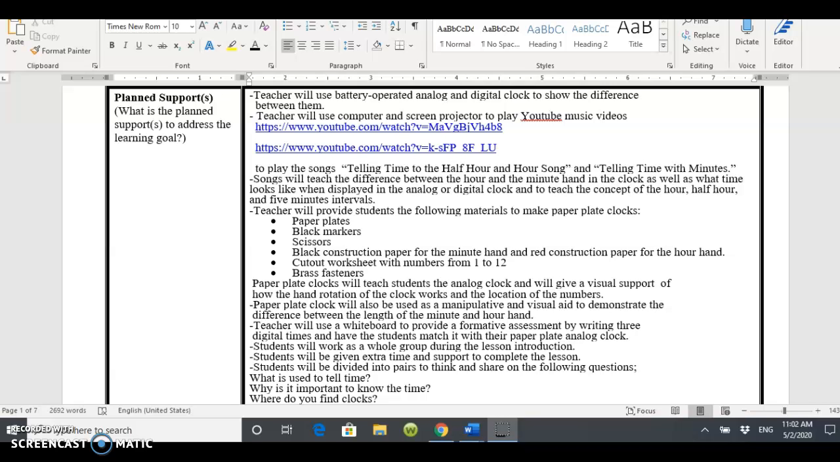Songs will teach the difference between the hour and the minute hand in the clocks, as well as what time looks like when displaying the analog or digital clock, and to teach the concept of the hour and half hour and 5 minute intervals.